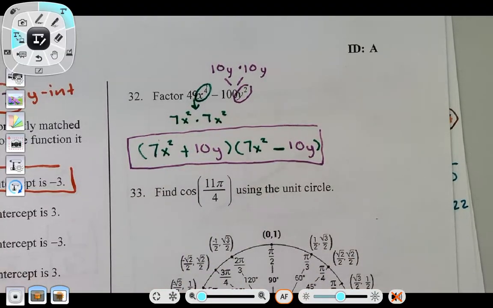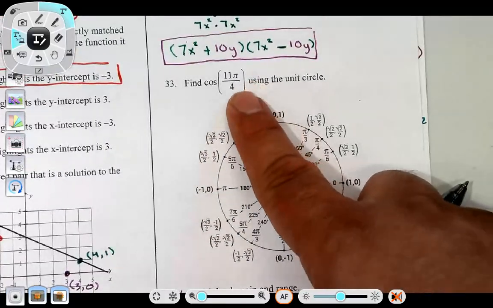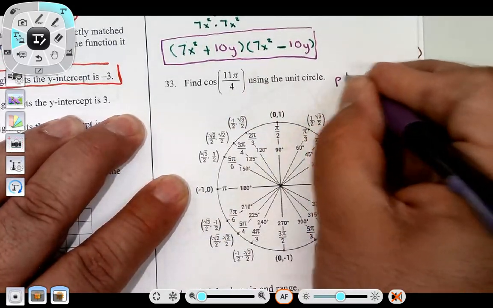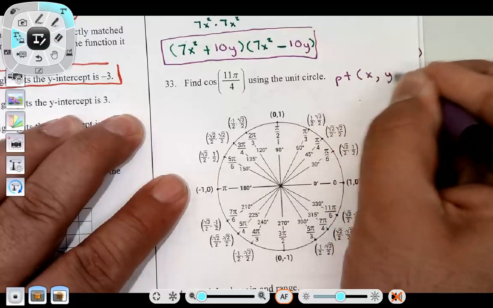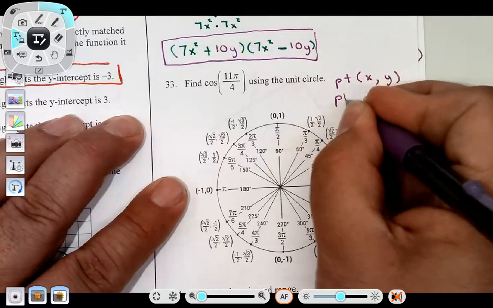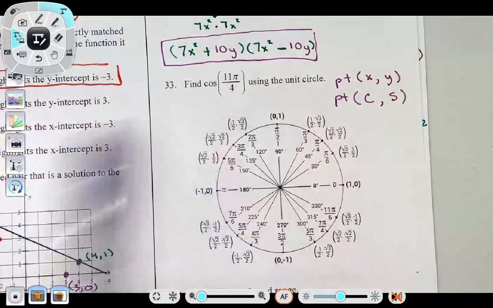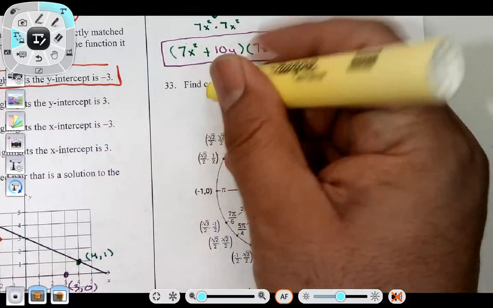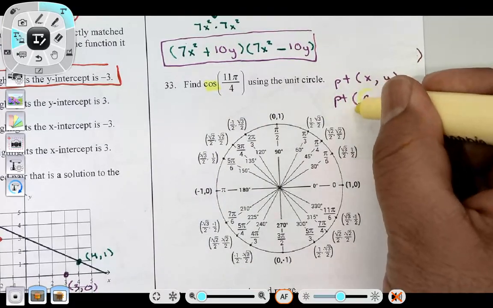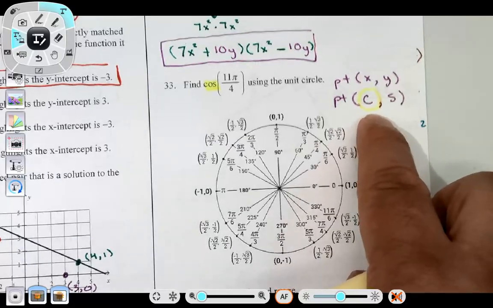Okay, now this question looks like one that we've done before. The only difference is it's asking for 11 pi over 4. And we said when you're using the unit circle, yes, we have our point, and that's classic x and y. But in the trigonometry world, this point is cosine, sine. So if you notice, they're asking for the answer for cosine, which means once I locate that point, I'm going to be looking for that first number and that first number only. We're not going to need anything else.